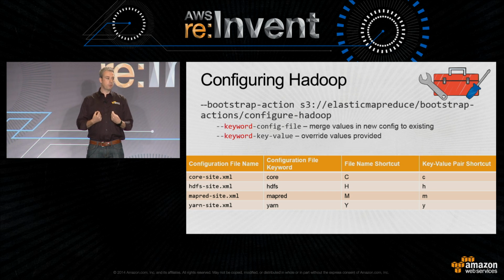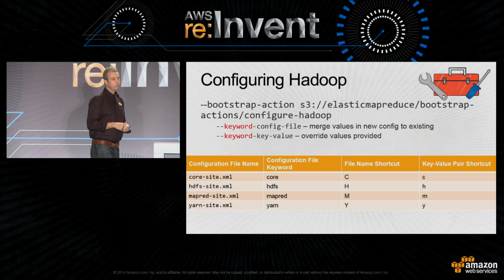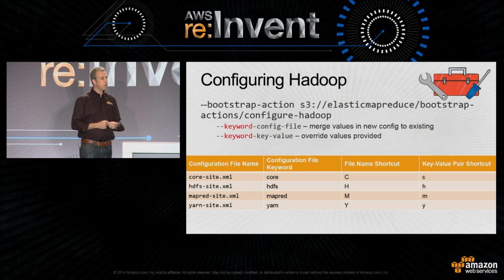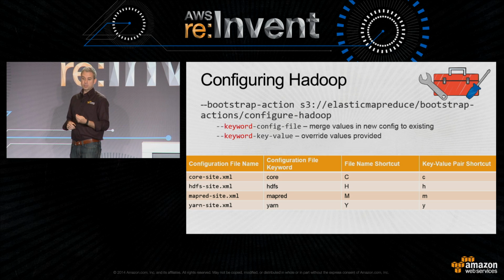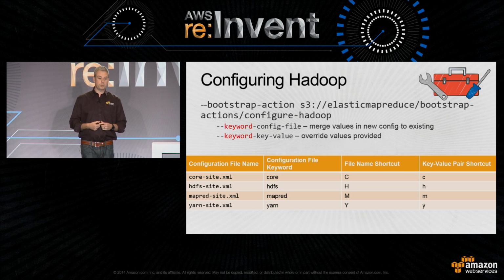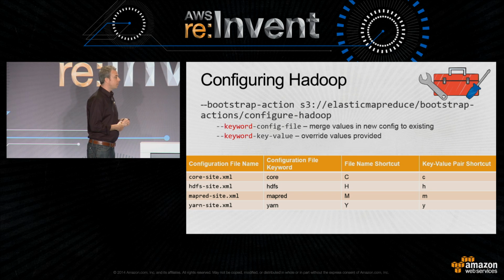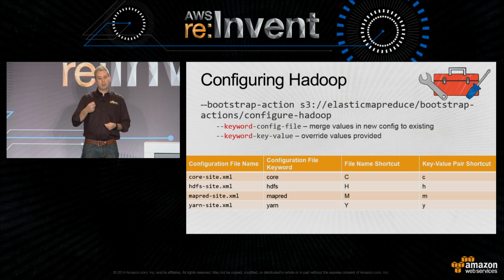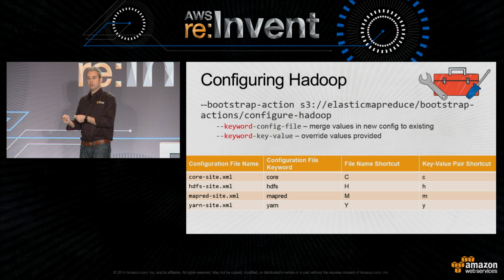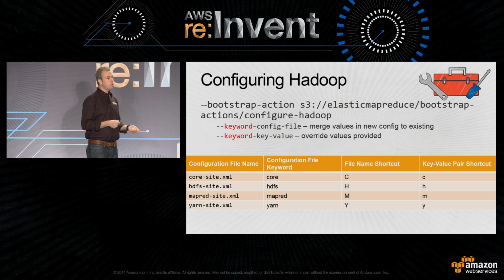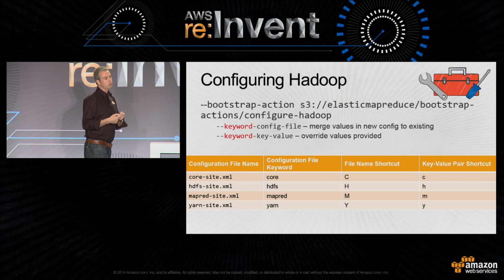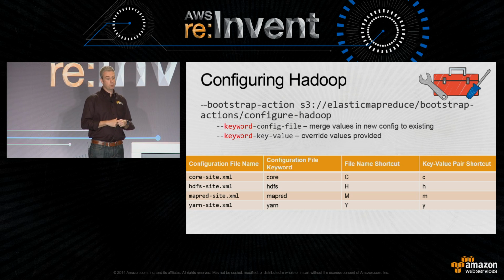This is done through a bootstrap action, which is software that's run on the cluster on startup or on resize. There's a particular bootstrap action called configure Hadoop. And you can supply it arguments like a keyword plus -config file or key value pairs that allow you to override any parameter in the Hadoop system overall.